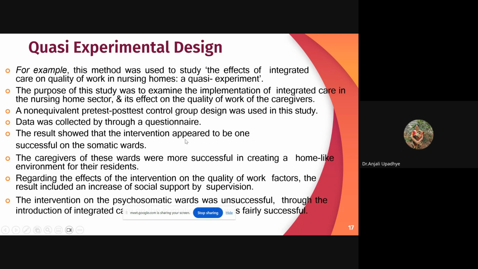The results showed that the intervention appeared to be successful in the somatic wards. So the caregivers of these wards are more successful in creating a home-like environment for the residents. Regarding the effect of the intervention on quality of work factors, the results included an increase in social support by the supervision. The intervention in the psychosomatic wards was unsuccessful, while the introduction of integrated caretakers was fairly successful. Such a study is called a quasi-experimental study, where randomization is not possible. We need to take a purposeful sampling method here.